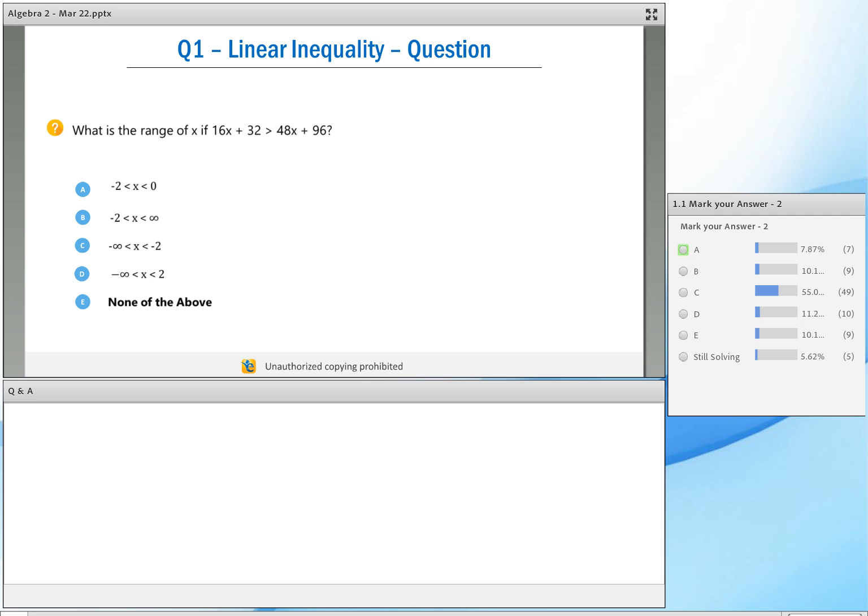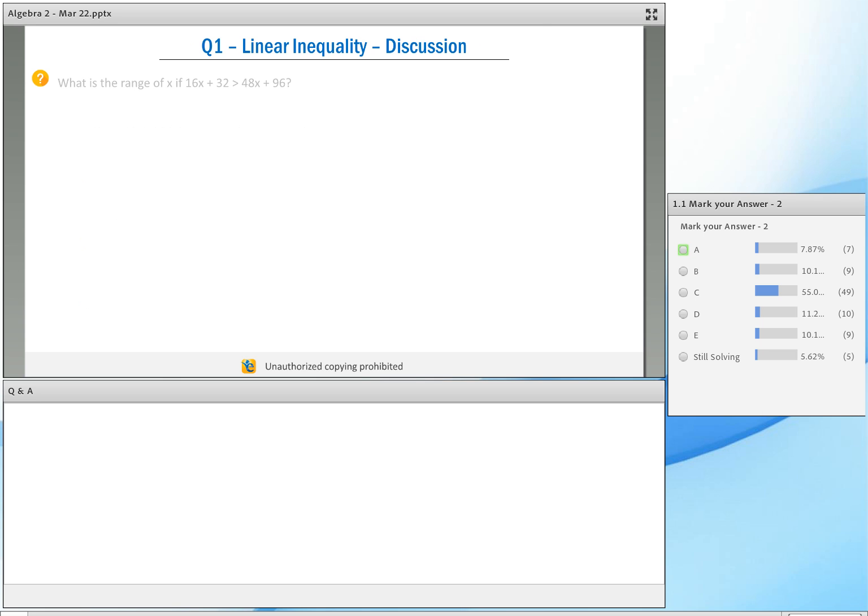But what's interesting is the folks who've chosen the incorrect answers and the pattern that I see over there. So let's see what's going on. The question is asking what's the range of x if this inequality holds. What is this inequality? 16x plus 32 is greater than 48x plus 96. Okay. So what's given? You're given 16x plus 32 is greater than 48x plus 96. And what you have to find is the range of permissible values of x.